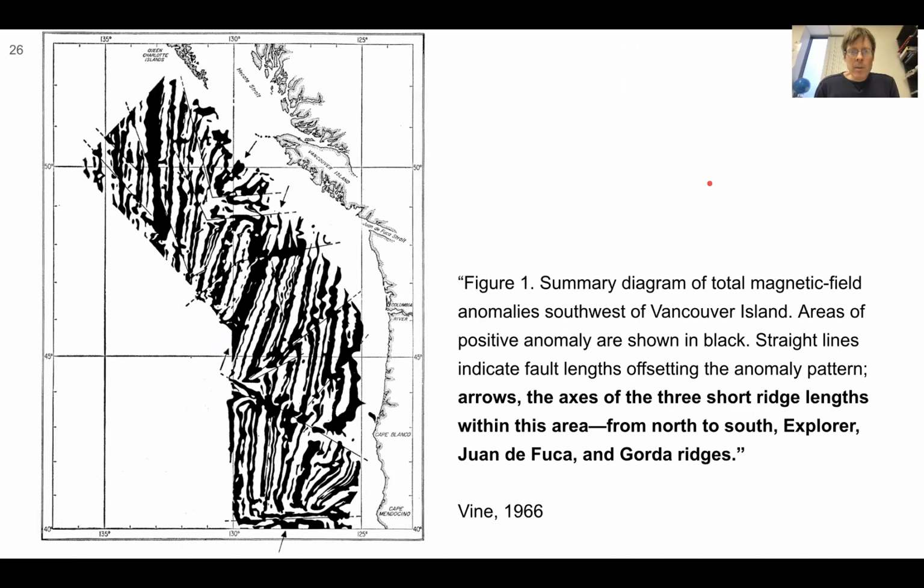Vine similarly investigated this region and wrote here, arrows the axes of 3 short ridge lengths within this area. So we have one arrow here pointing out the Explorer Ridge, this pair of arrows here pointing out the Juan de Fuca Ridge, and this arrow here pointing out the Gorda Ridge. So understanding this pattern, but still you can see how linking the actual stripes to ages is such a critical step.